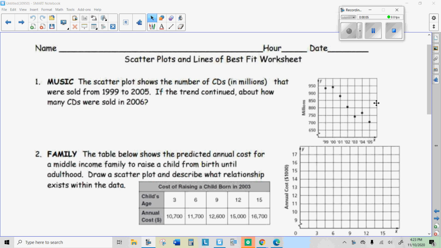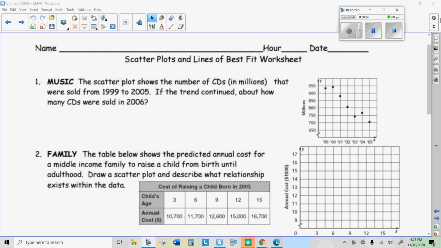Mr. Hermanson again. We're continuing on lesson 1.4b, creating scatter plots, looking for trends, and making predictions. This is actually from your homework, so I'm going to get you started on that today and show you how to do some problems using your calculator. Again, you can use that Desmos calculator if you don't have a calculator. You just need to know how to do that.